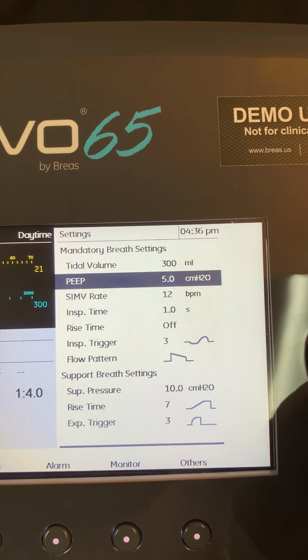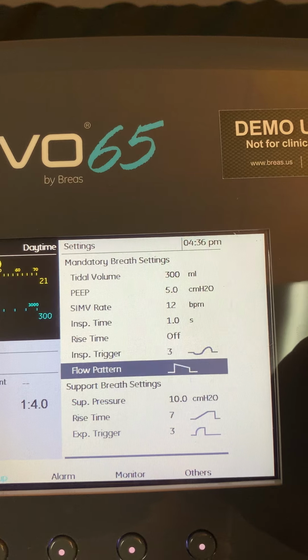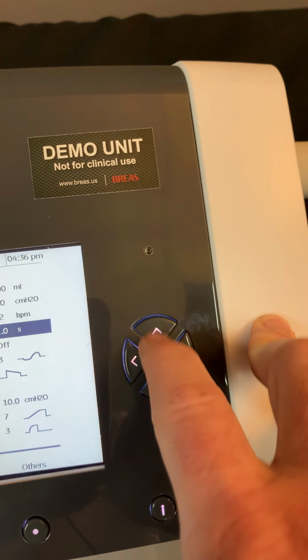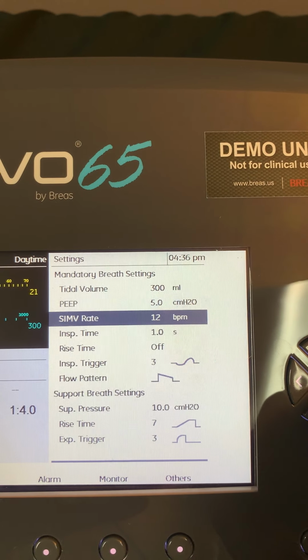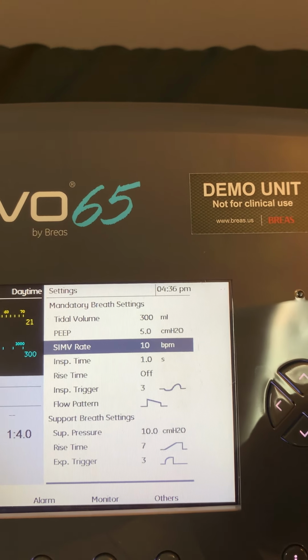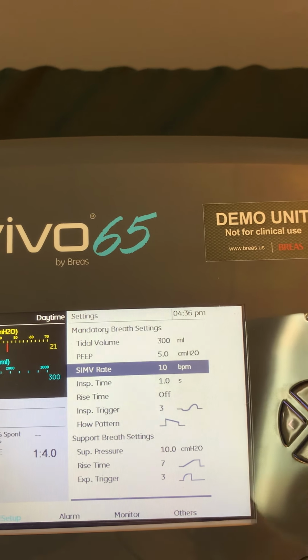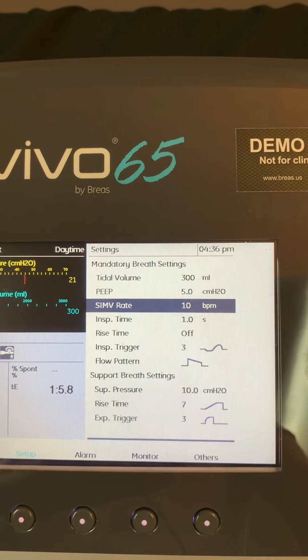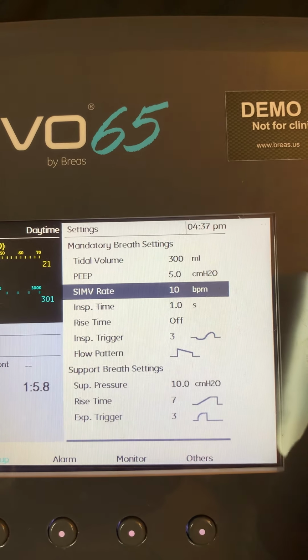First of all, highlighting or making any changes to your setting menu is just simply using your navigation buttons up, down, left, and right. So if I wanted to make any changes, let's just say decrease the SIMV rate, I can go ahead and highlight that, move the rate to 10. There is no enter button. It is just an automatic change at this point.